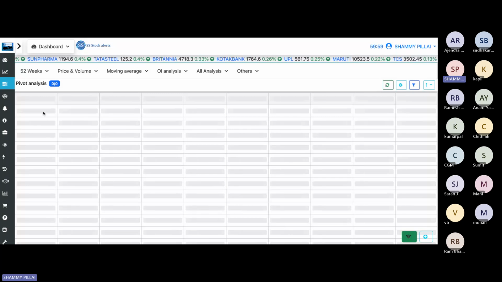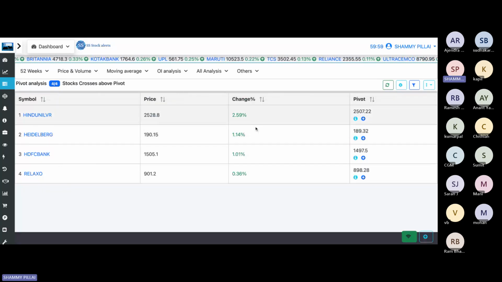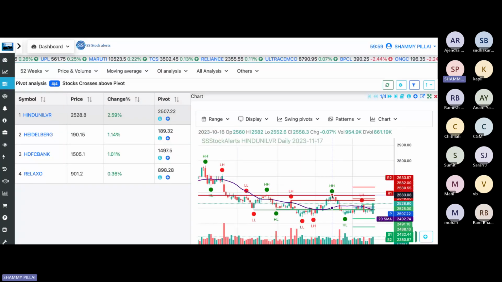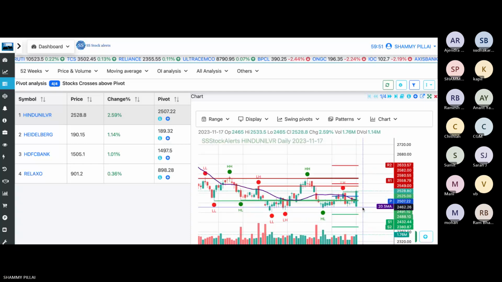So it will give you all the stocks which are very near above pivot and which are going to trend. Basically, it will give you this pivot level. 2507 is the pivot level. It is 2.59%, so it is a recent upside. This is the reason. You can clearly see the consolidation part and this big candle. It has just clicked the 20 SMA as well as the pivot.